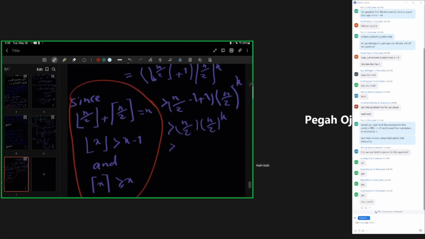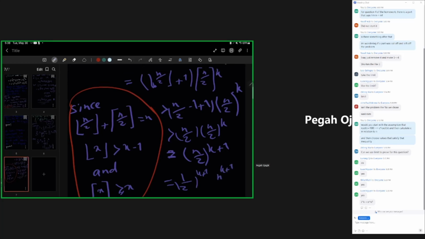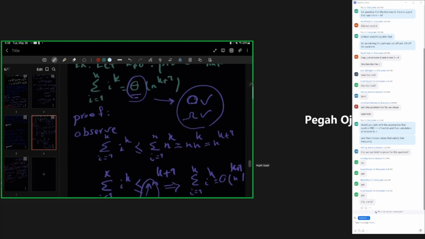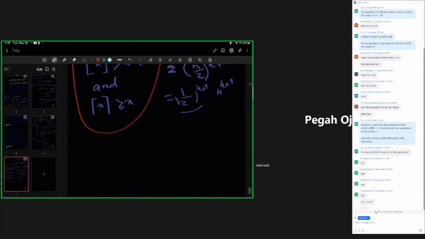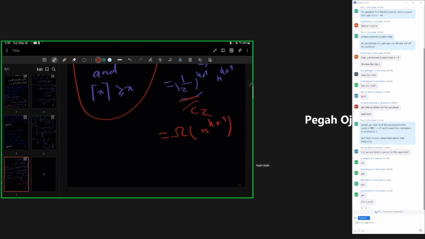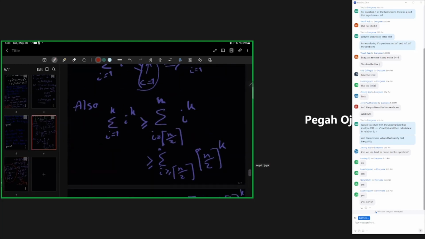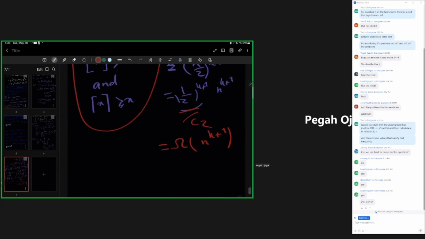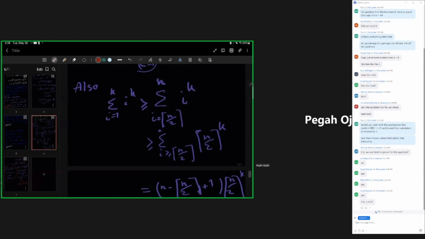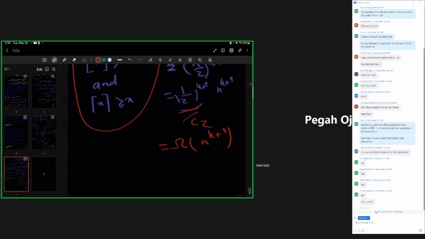So this is going to be equal to n over 2 to the k plus 1. So what I can do is bring 1 over 2 out and put this one as n to the k plus 1. I want to show this, am I right? I need to find C2, so I consider this one to be C2. Then I show that this is going to be big omega of n to the k plus 1. Is it clear? So we have this equation, trying to show this is going to hold. And now I show two things: I show this is a big O, and I show this is the big omega.